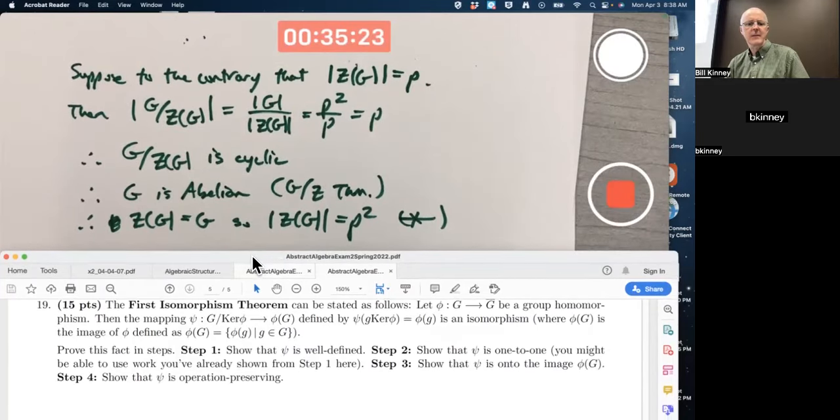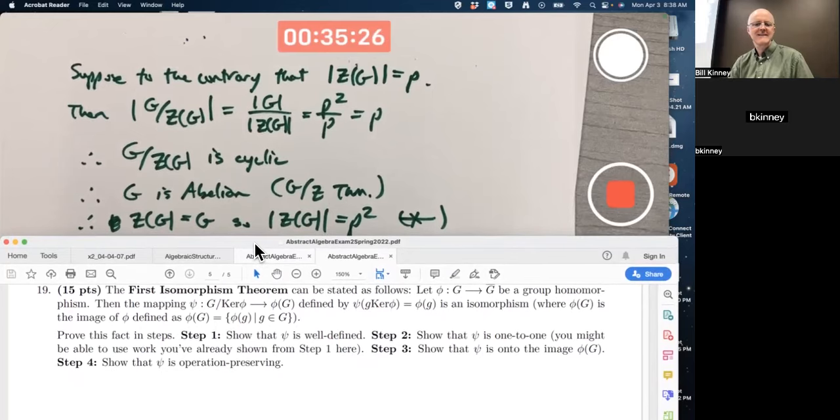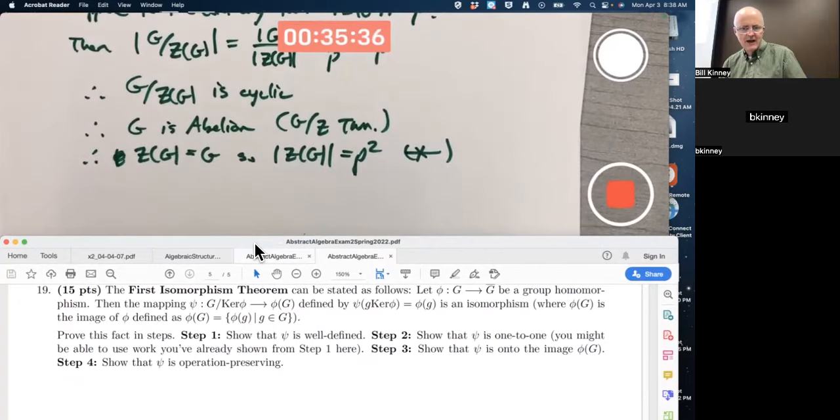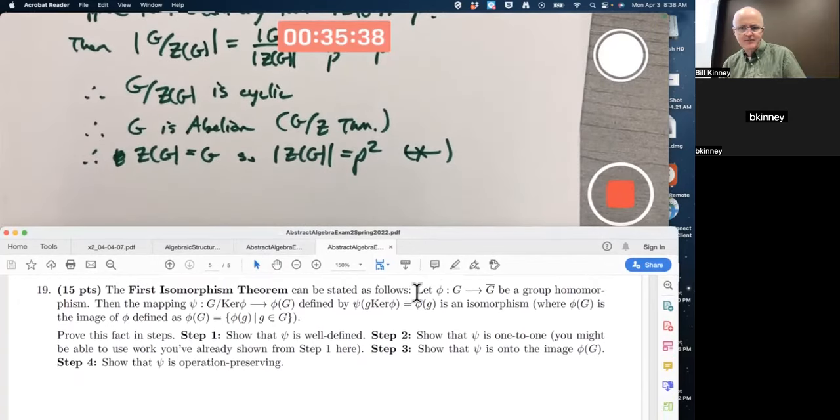First isomorphism theorem. Talked about this last Friday. Let's actually do some of the details here. So we've got a group homomorphism phi from G to G bar. This mapping psi defined by this equation is an isomorphism. Not from G to G bar, but from G to the image of this homomorphism. Prove this fact in steps.